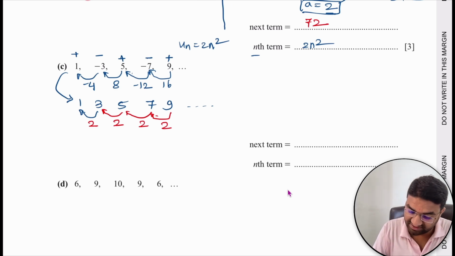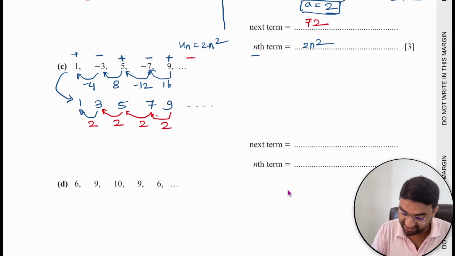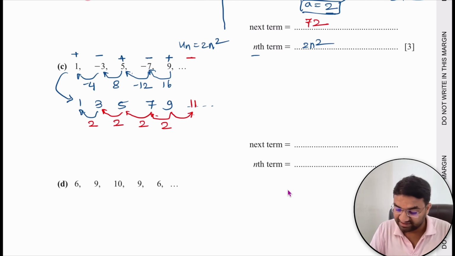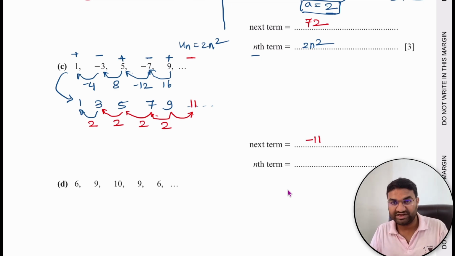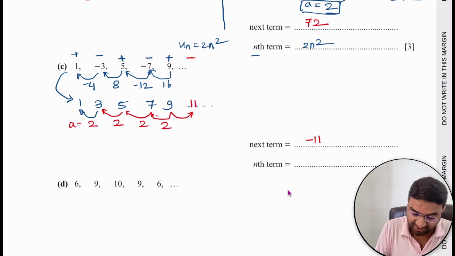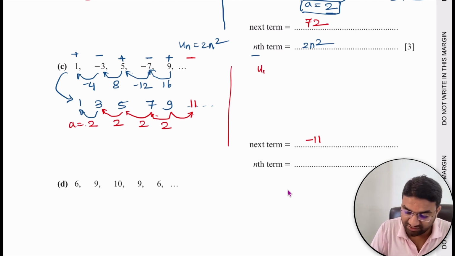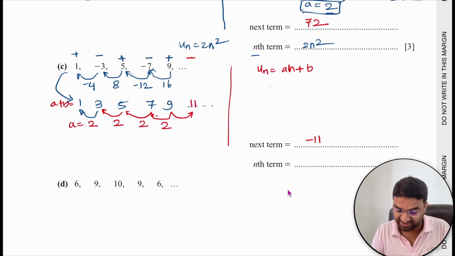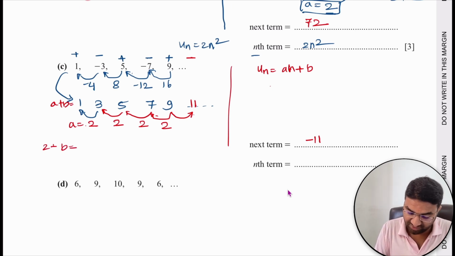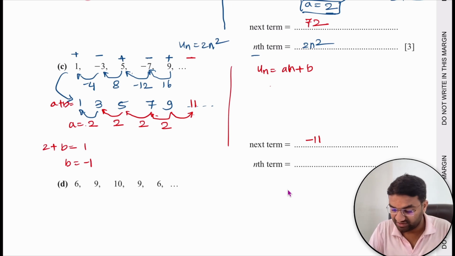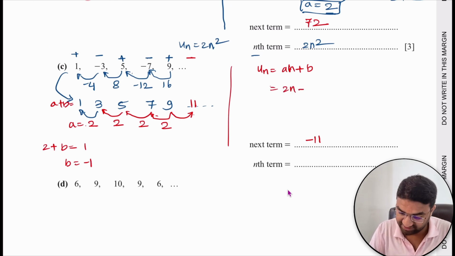So here the next sign we will get is negative. Fine. And if you add 2 to this 9, we will get 11. So the next term is negative 11. Fine. Now here we got a is equal to 2. This is actually a linear sequence and you can substitute un is equal to a n plus b. Fine. In this equation, a plus b is equal to 1. And a is 2, so 2 plus b is equal to 1. b is equal to minus 1. So here it is 2n minus 1.